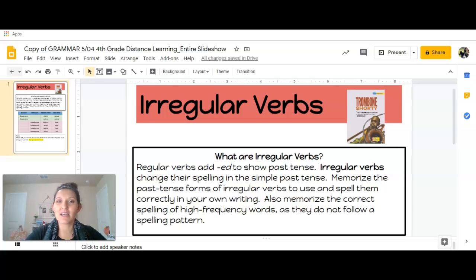Hi, fourth grade. Today we are talking about irregular verbs. I know that we went over this in class before, so this is kind of just a review.